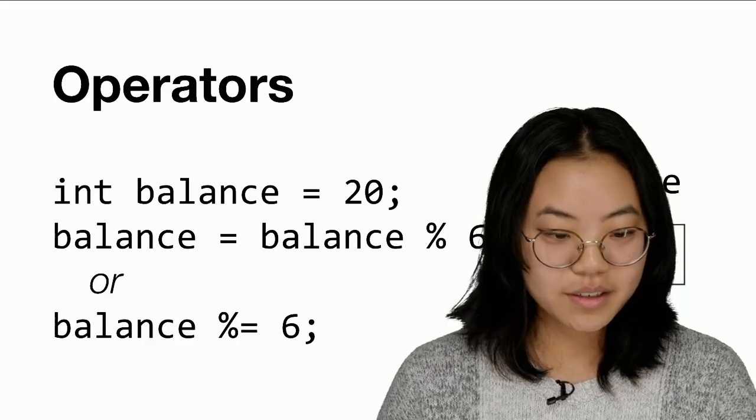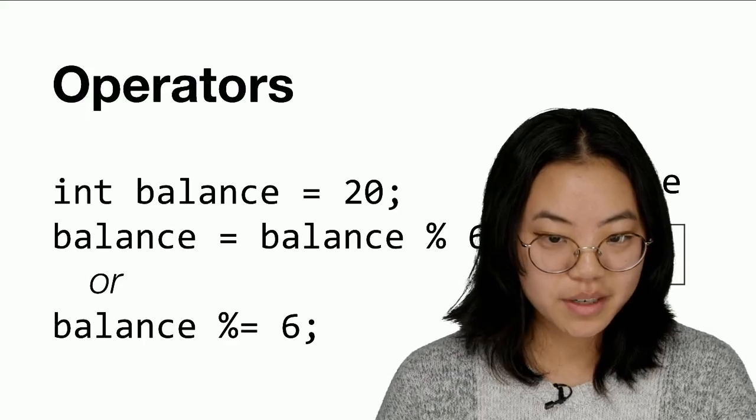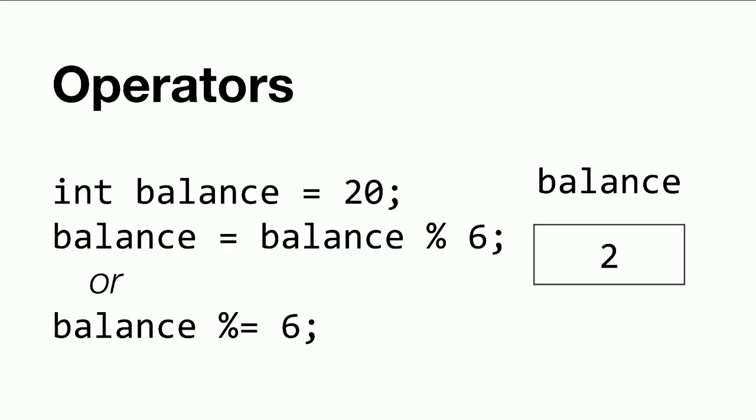We also have this operator called the modulo operator, so that's the percent sign here. If you haven't seen this before, it basically gives you the remainder of the variable you're working with. So if I did balance equals balance modulo 6, basically we're saying what is the remainder when I divide balance by 6. So in this case, 20 divided by 6, it fits into 20 three times, but we have 2 left over, so we get balance equals 2.